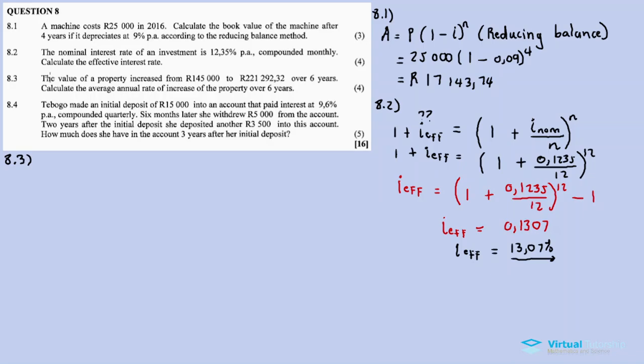8.3, the value of a property increased from 145,000 rand to 221,292.32 over 6 years. Calculate the average annual rate of increase of the property over 6 years.